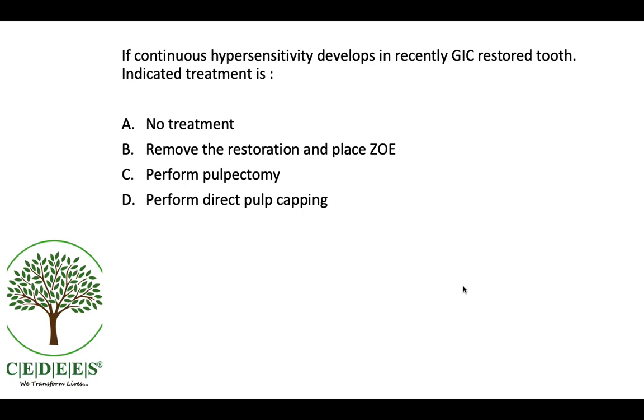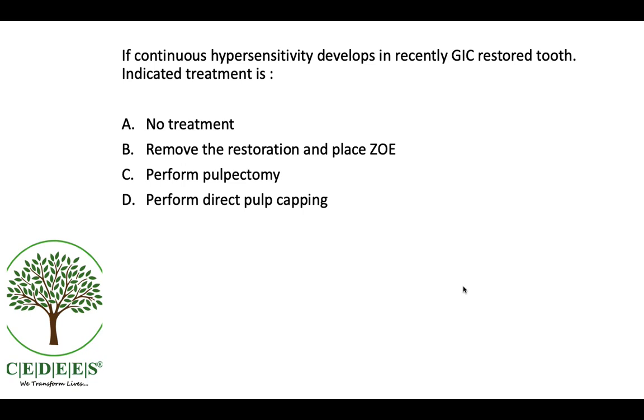If continuous hypersensitivity develops in a recently GIC restored tooth, what would be the indicated treatment? Let's look at the options. The first option says no treatment. Of course, this is not the answer. Next option says remove the restoration and place ZOE. And moving on to option D, perform direct pulp capping. Now both B and D are wrong.